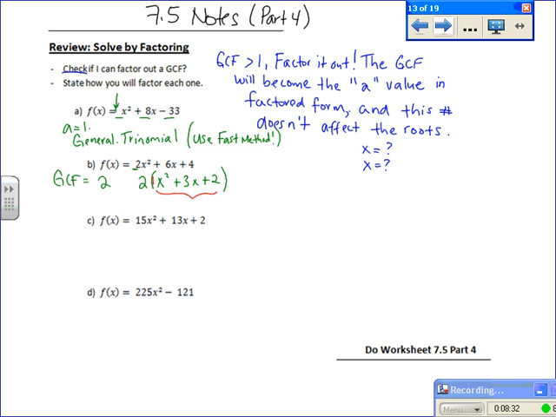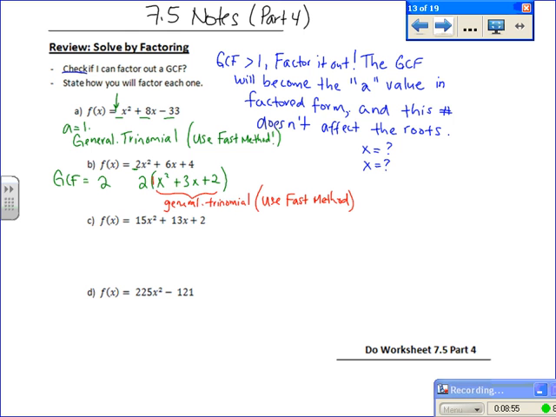And what I have right here inside, the number in front of the x squared is a 1. And so we could say that inside those brackets, we actually have a general trinomial. So I could just leave that 2 outside and factor the inside using the fast method. That absolutely works. You could also use factoring by grouping here, and that would be fine.